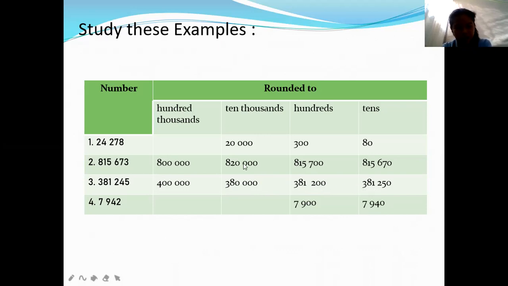Next, sa tens place, the tens place is 4. Since the next number of 4 is 5, so we are going to add 1. So 4 plus 1, that's 5. That's why we have 5 here. And then copy all the numbers in its left and make 0 to its right. Okay, next, number 4, last number, 7,942. What is in the hundreds place? We have 9, right? So the next number to 9 is 4.